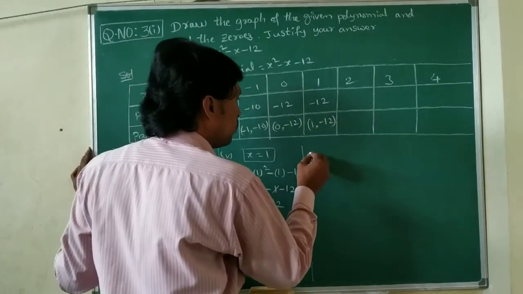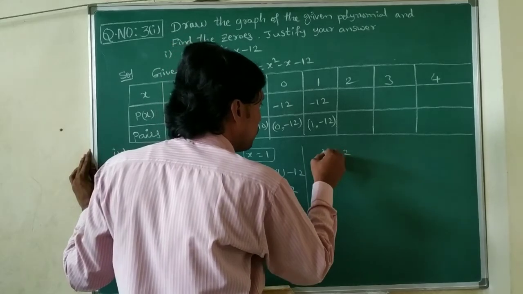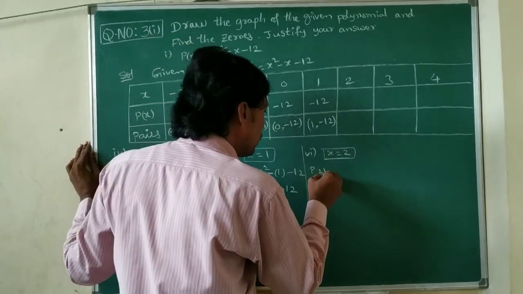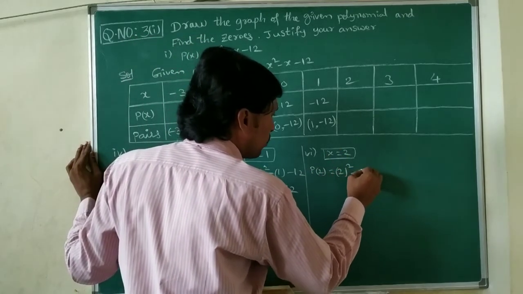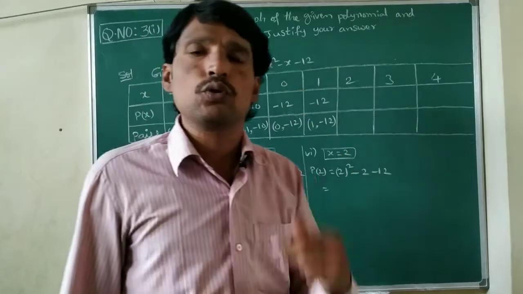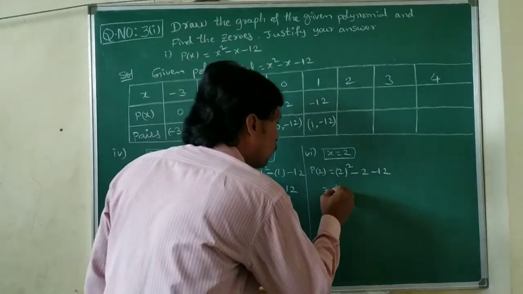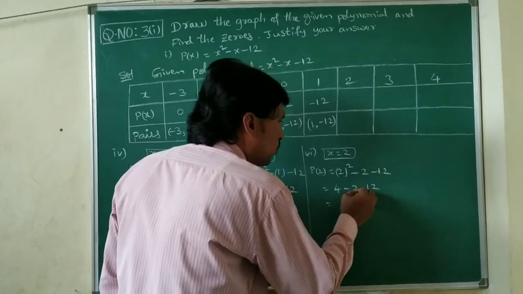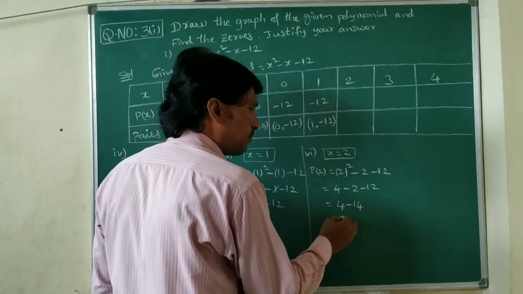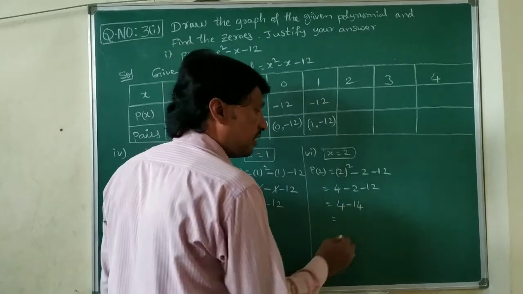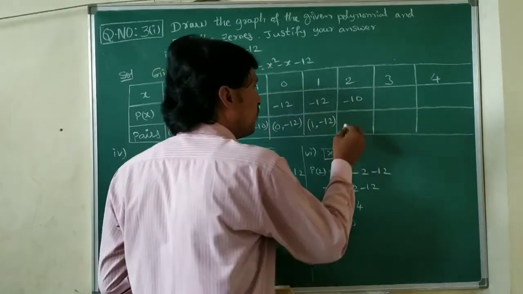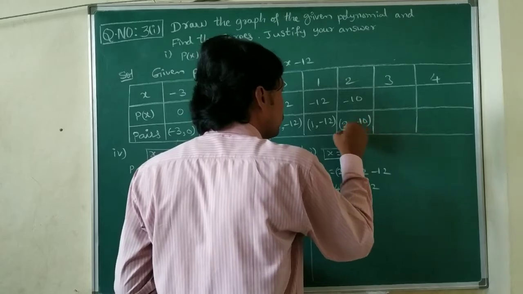Next, the x value I am taking as 2. So this is the sixth one. X value is 2. So p of 2 equals 2 whole square minus 2 minus 12. 2 whole square means 2 into 2, that is 4. 4 minus 2 minus 12. These both are minus, so you can add them, and we get minus 14. Plus 4 minus 14, we can get minus 10. So now this pair we get here is 2 comma minus 10.